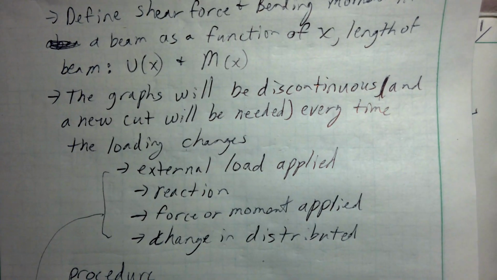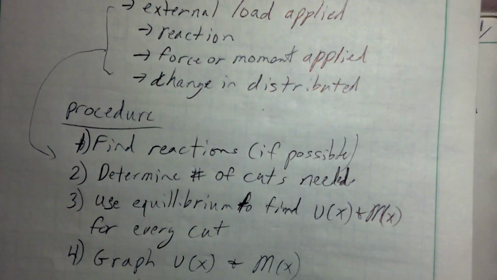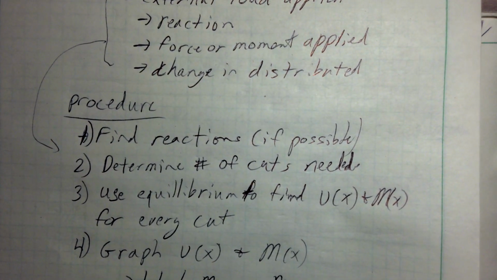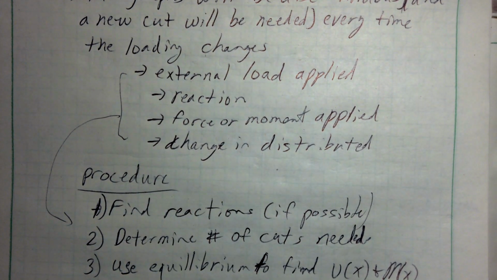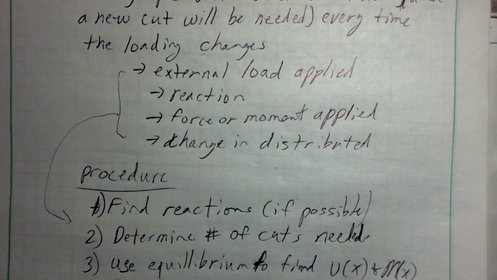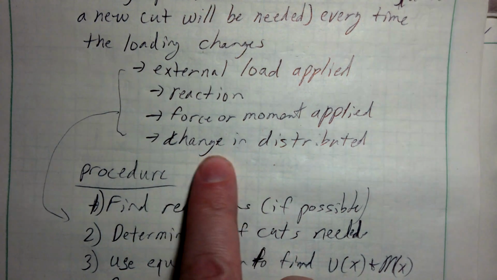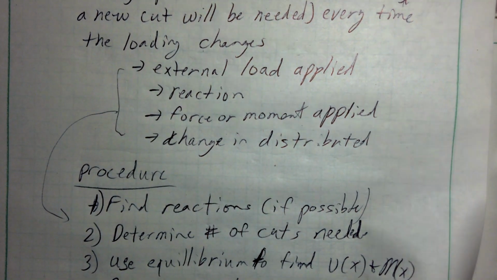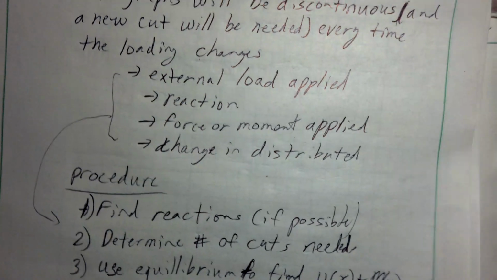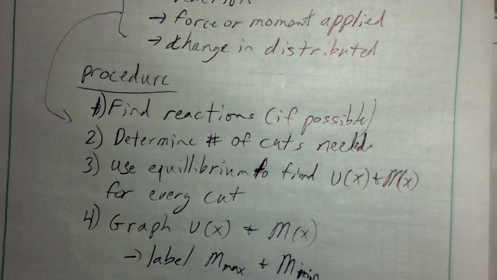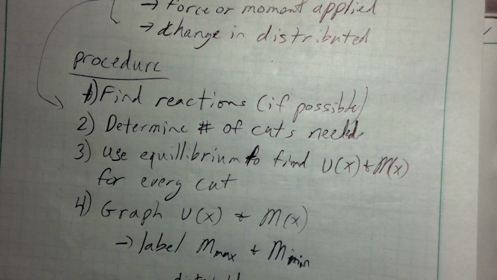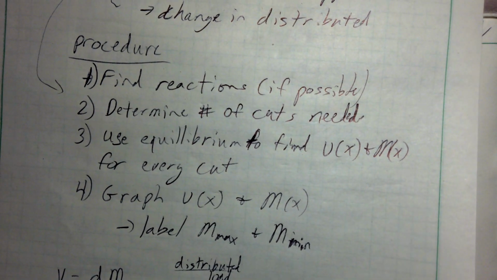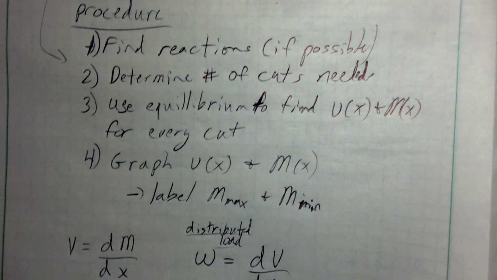Okay, now when we talked in the last lecture, lecture 17, page 5 of 7 for me, procedure: find the reactions if you possibly can. Then determine the number of cuts needed. Where do cuts occur? Cuts are going to occur wherever the external load changes or we have external load applied. Specifically if you have a change in the distributed load, which we do, that's going to change a couple places. So we're going to determine the number of cuts needed, and then we're going to use equilibrium to find the shear as a function of x and moment as a function of x for each one of those cuts. And then finally we're going to draw graphs where we label the max and min moments.